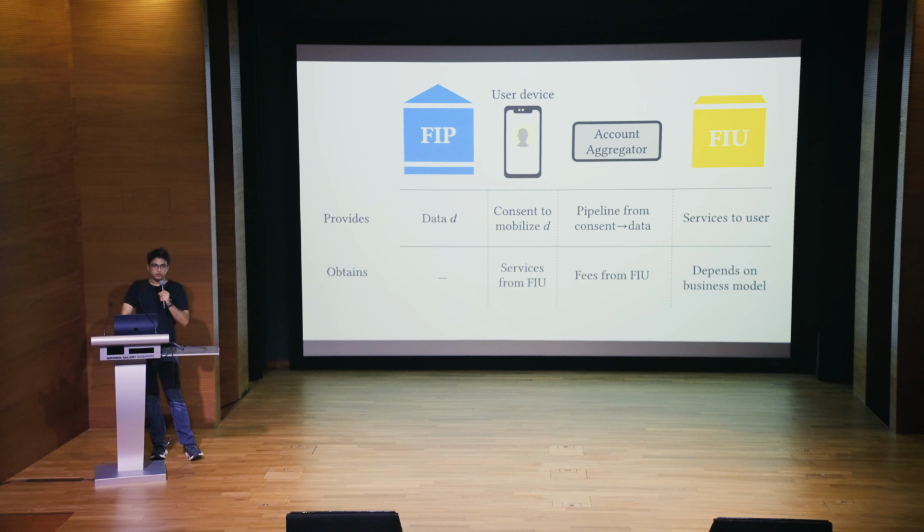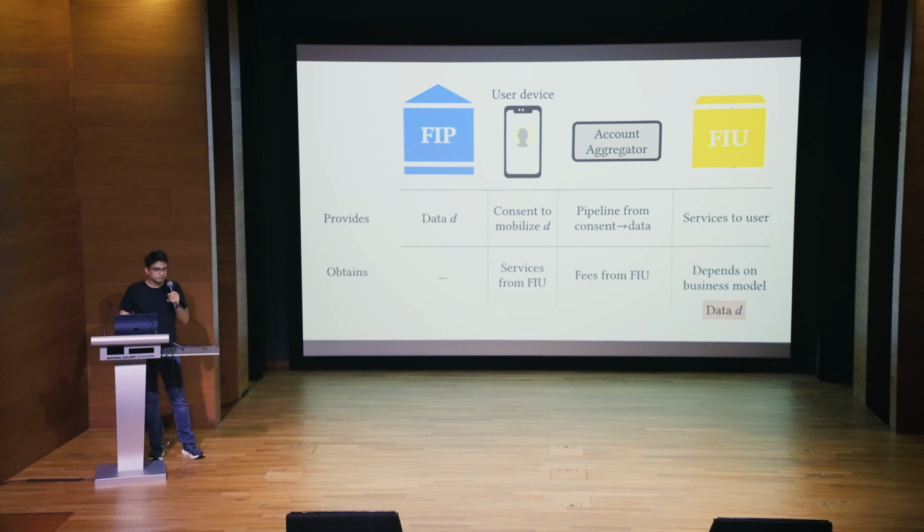If we zoom out a bit and think about what goes into the system, like who puts in what information and gets what, we see that the FIP provides the user data D. The user provides consent to move this data, and the account aggregator gives an encrypted pipeline from user consent to data being provided. And the FIU provides whatever financial service there was on offer. What they get in exchange is dependent on who they are. The FIU is compensated based on the business model, let's say through fees. The account aggregator typically gets paid by the FIU. And the user had some reason to initiate this process, let's say applying for a loan, so that they're able to obtain services in response.